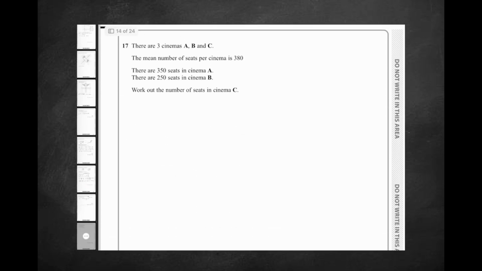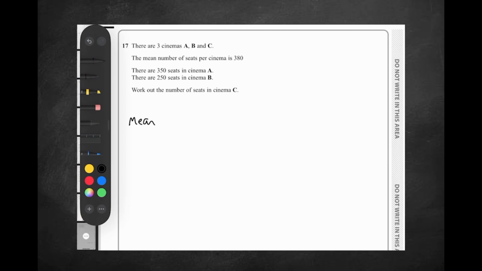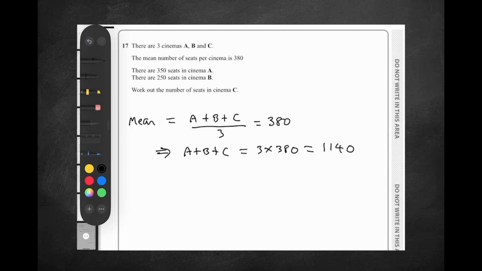Question 17. There are 3 cinemas, A, B, and C. The mean number of seats per cinema is 380. There are 350 seats in cinema A, 250 seats in cinema B. Work out the number of seats in cinema C. So the mean is going to be A plus B plus C over 3, which is 380 by definition of the mean. Therefore, A plus B plus C equals 3 times 380. I'll put that in my calculator, and I get 1140.